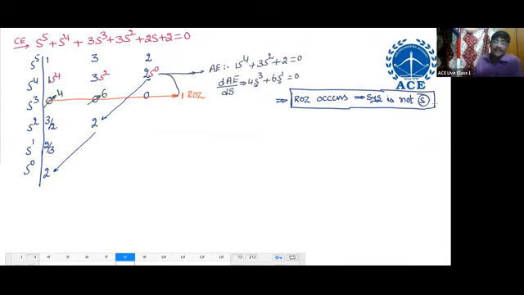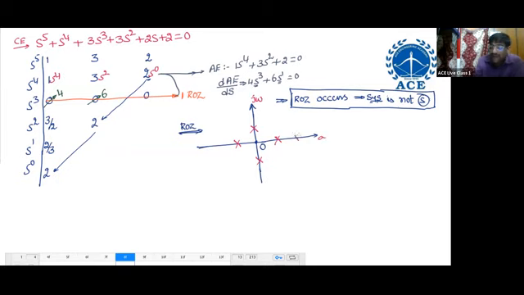And one more thing here: when the row of 0 occurs in the Routh tabular form, it means the poles lie symmetrical about the origin. Poles should be symmetrical about the origin. About the origin means what? It may be on the real axis like this, which is also symmetric, or it may be on the imaginary axis like this. Now also it is symmetrical about the origin.